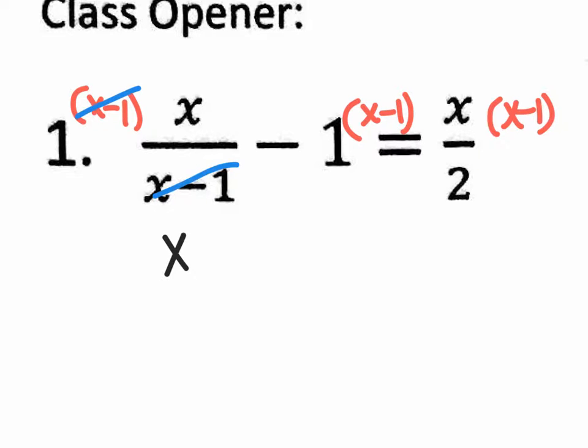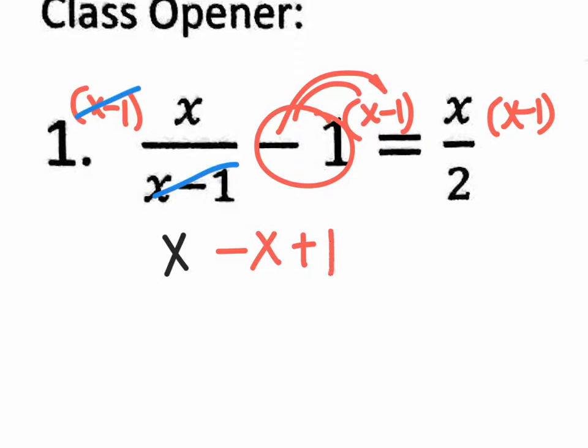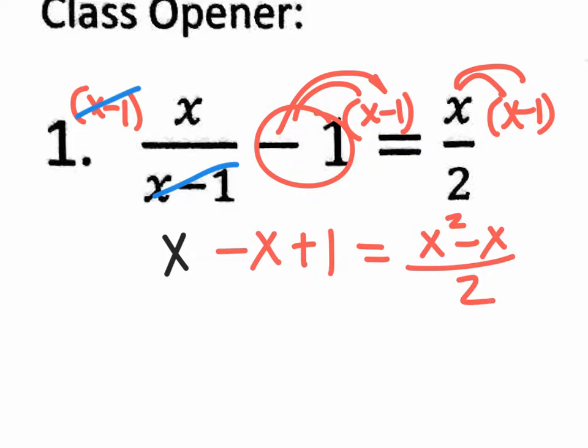The x comes down, and if you notice, this minus 1 right here, I could multiply it with the x minus 1, nothing cancels. So I'm going to have to distribute negative 1 times x, that's a negative 1x, and negative 1 times negative 1, that's positive 1. And of course we bring down the equal sign, and over here we also are going to distribute x times x is x squared, x times negative 1 is negative x, and it's still over the denominator 2.